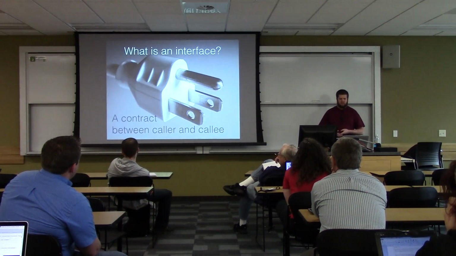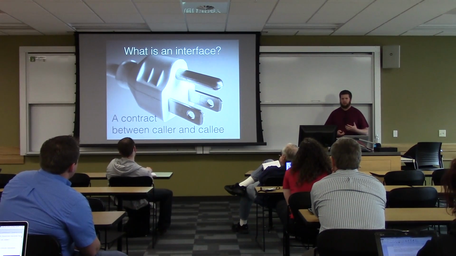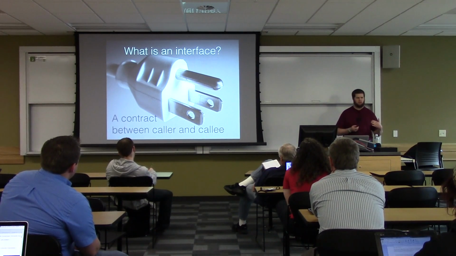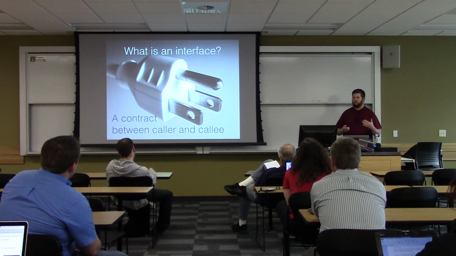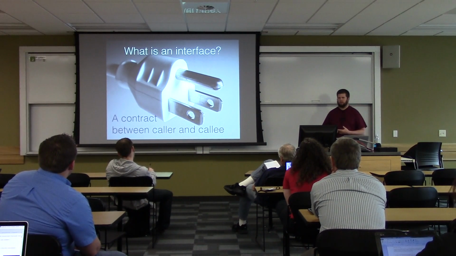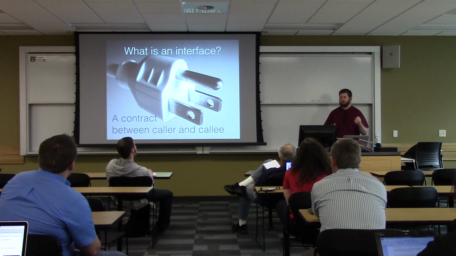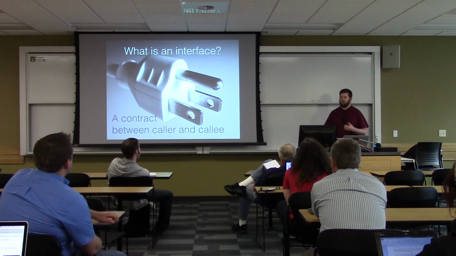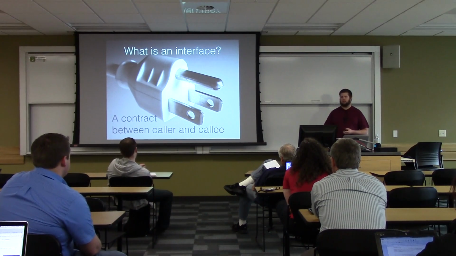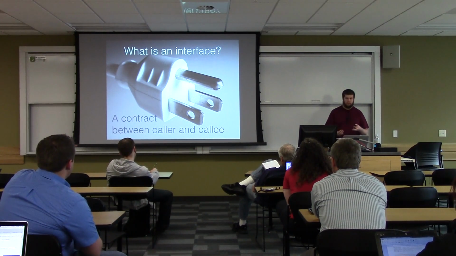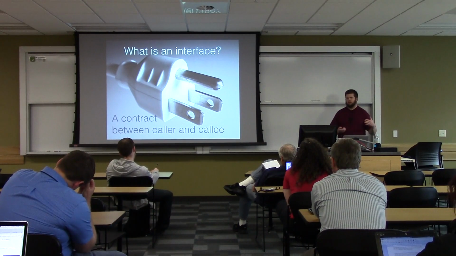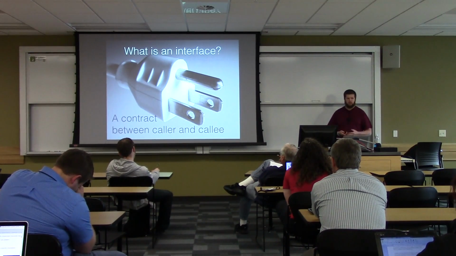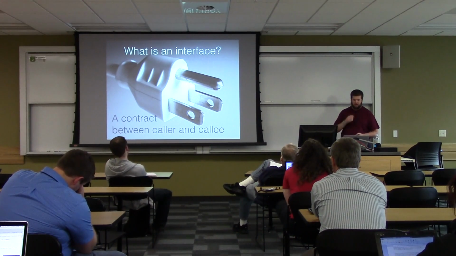So an interface is also a contract, right? It's a contract between whatever code is calling our stuff and whatever code is being called. So in our car example, our contract is, here's your steering wheel. If you turn left, the wheels turn left. If you turn right, the wheels turn right. If you push on the pedal on the right, the car will accelerate. If you push on the one in the left or the middle, depending on how many pedals you have, it will slow down, right? We have this contract. When you jump in a car, you know that's how it's going to behave.